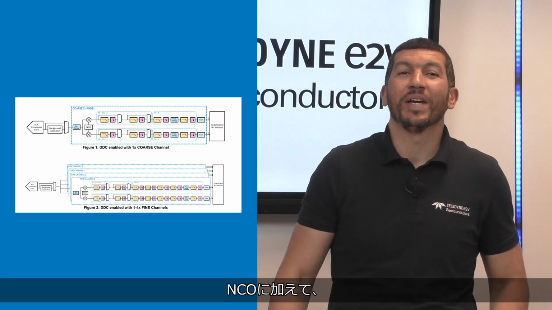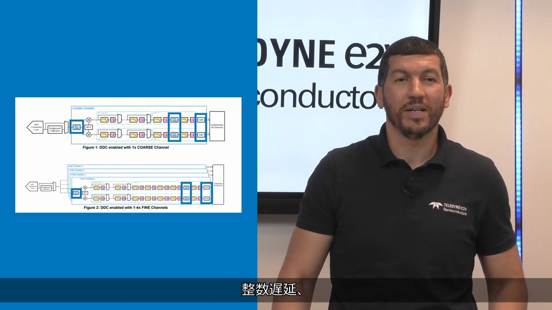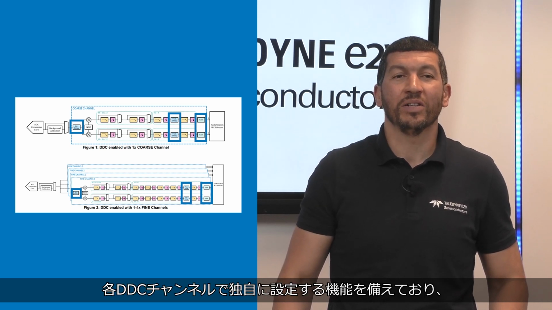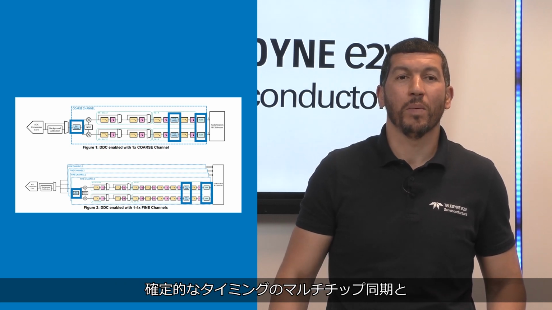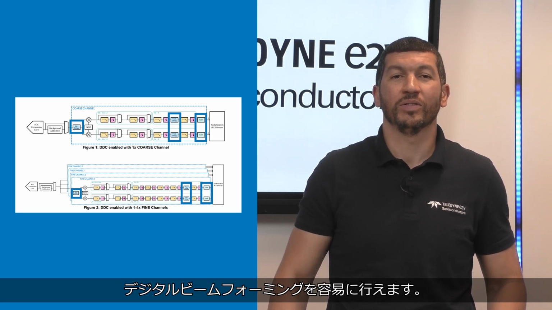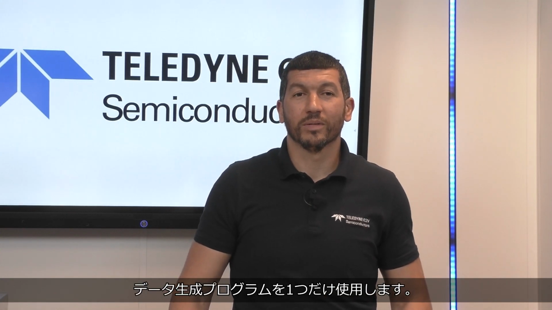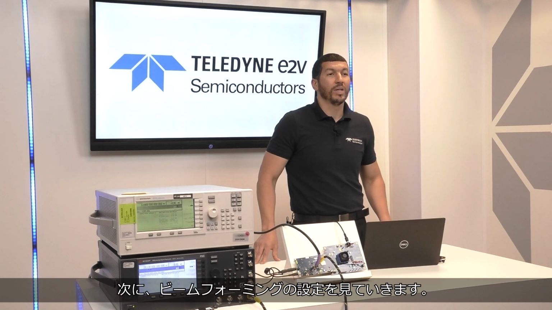So, in addition to NCOs, the EV10AS940 has the capability to set gain, integer delay and fractional delay independently on each DDC channel enabled to facilitate deterministic timing, multi-chip synchronization and digital beamforming. For beamforming, we use only one data generator. Clock configuration here is the same as for the frequency hopping. The clock is set up, now we will focus on the beamforming configuration.